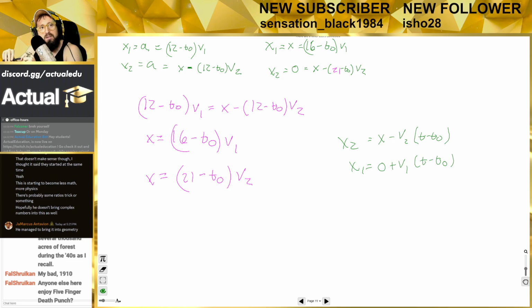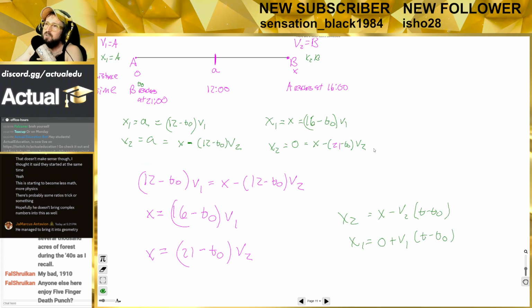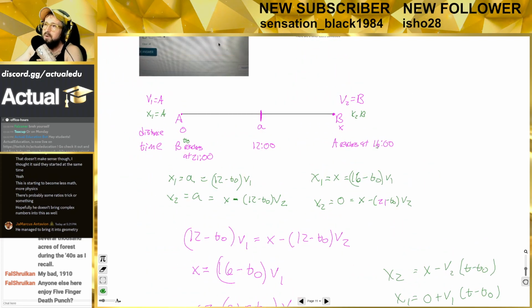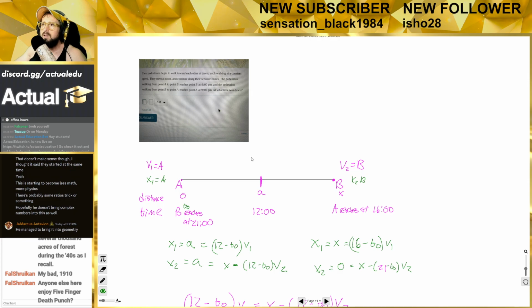There's one more thing I'm missing. I have them both meeting at noon, right? That's what these equations are. This is they both meet at noon. This is that one reaches one at one side, one reaches one at the other side at a certain time.